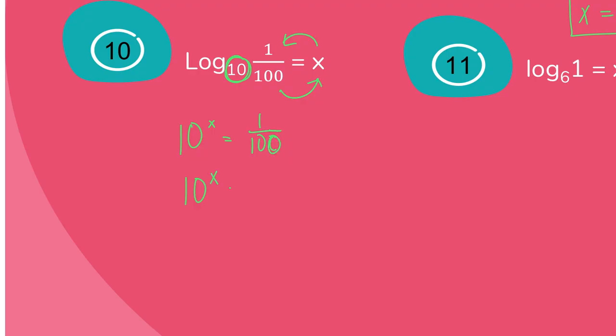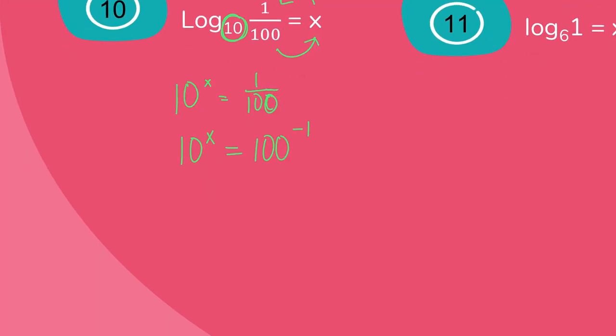10 to the power of x equals 100 to the power of negative 1. Now I have to try and change it to get the same base. 10 to the power of negative 2. Go ahead and cancel out your bases. You're going to have x equals negative 2, and that is my answer.